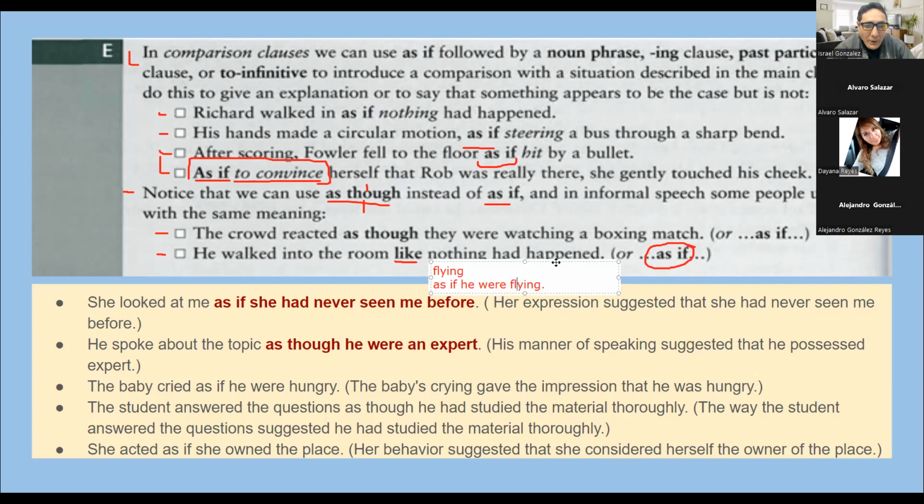So you can use both, but if you use like, remember, like here is being used as a preposition. So after a preposition, you need an ing. So the teacher explained like flying, really fast. Or as if he were flying. Or you can also say it more formally, as though he were flying, with the same meaning. The three of them are possible, but the level of formality changes.